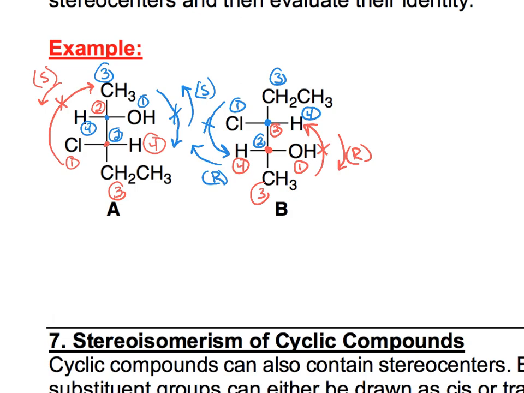For B, in the case of A, they were both S. So if this is SS and this is RR, they are opposite of one another. And therefore, because of that, compounds A and B are enantiomers of each other.